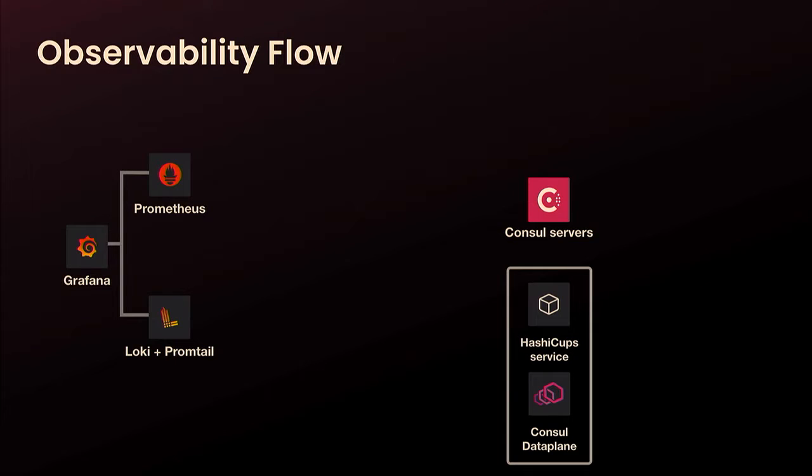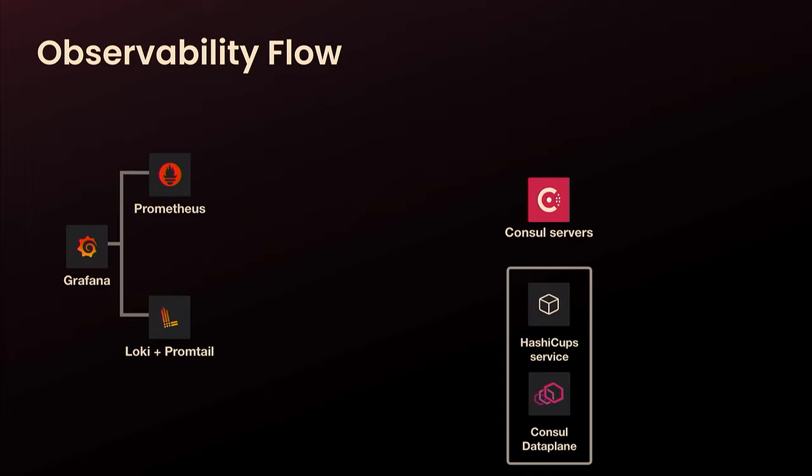OK, now that we know about the general relationship between the pods in each namespace and how HashiCorp's traffic flows, let's take a quick look at the observability flow, specifically how the observability suite scrapes metrics from the data plane and the control plane. The elements to notice here are the observability suite on the left and the representation of our Consul servers and HashiCorp services on the right. In the next slides, we'll talk about the interactions between these elements.